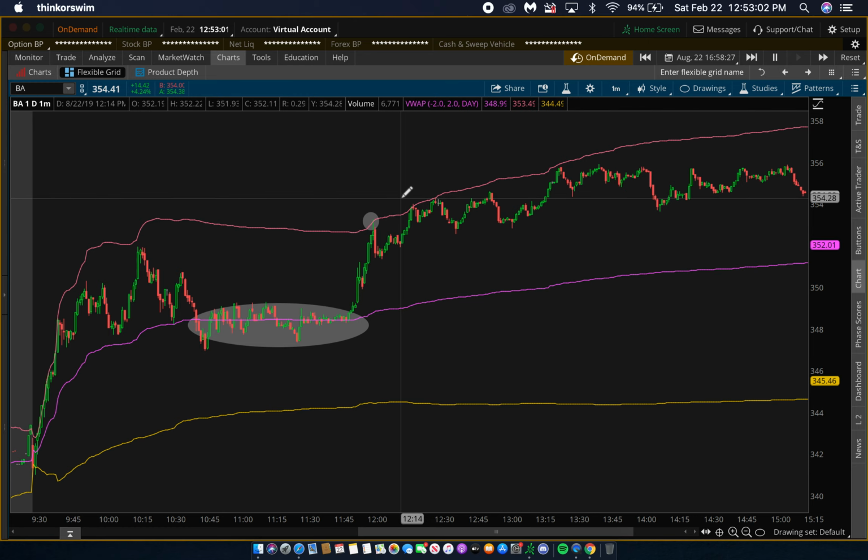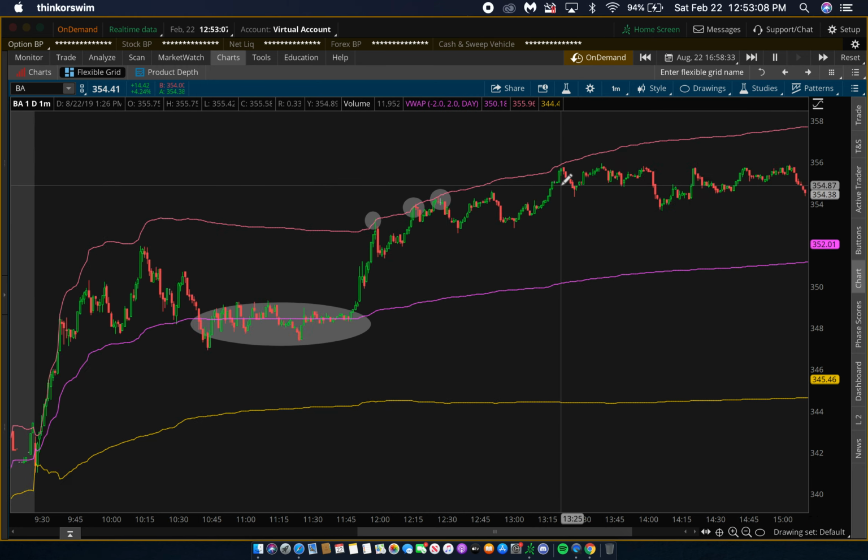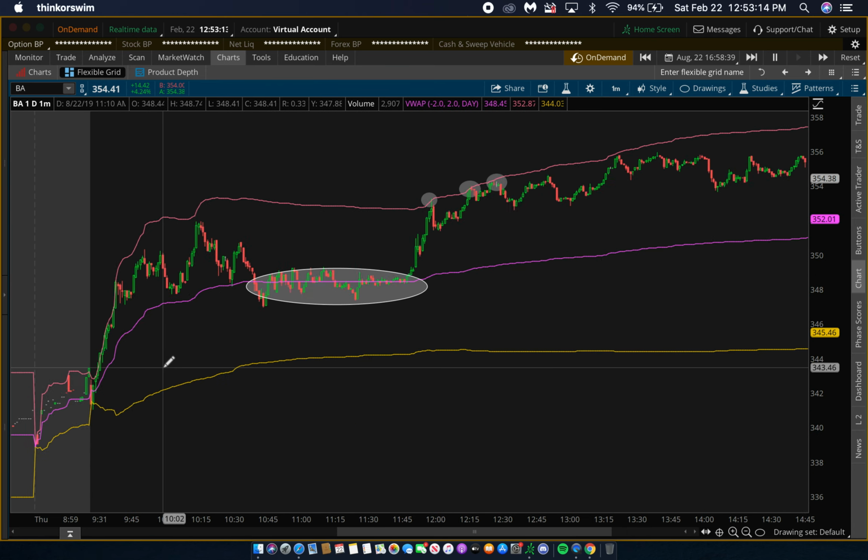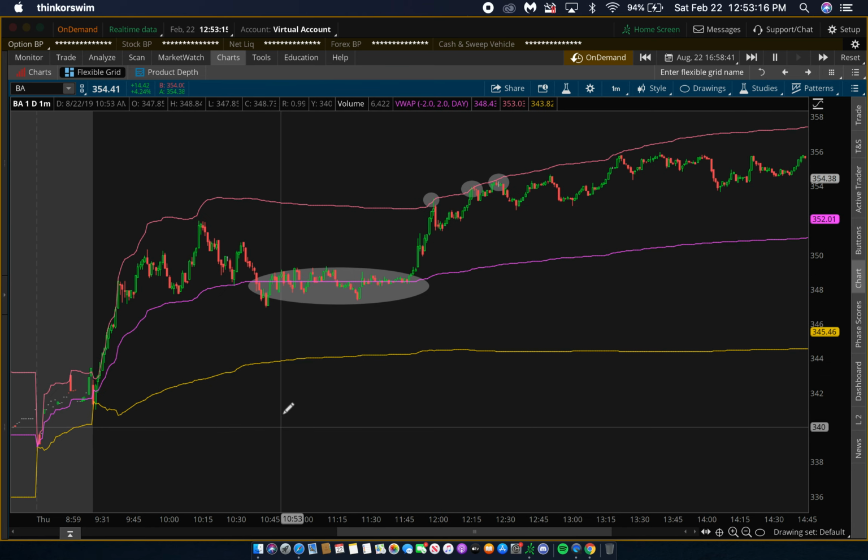That's a take profit point. We rejected again, upper band. That's a take profit point. Again, upper band, take profit point. And then look, for the rest of the day, until close, we never closed above that upper VWAP band. So we saw market selling off, Boeing holding, held VWAP. I would have got long somewhere in this area.